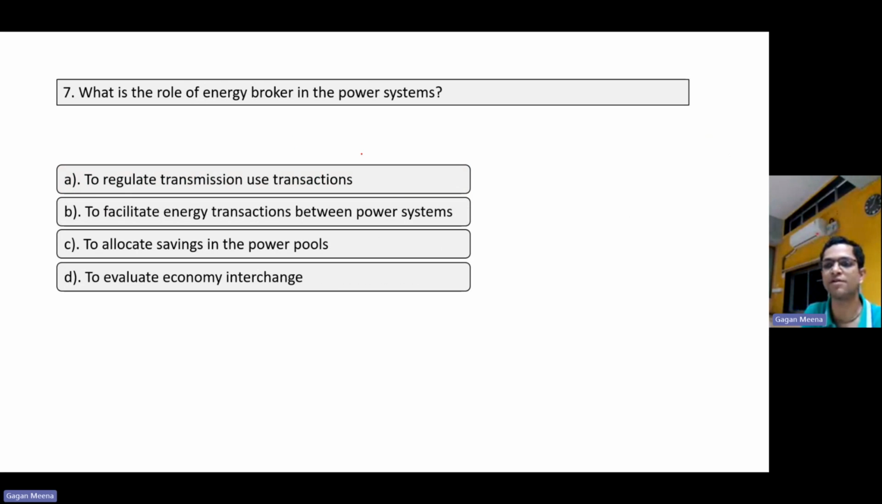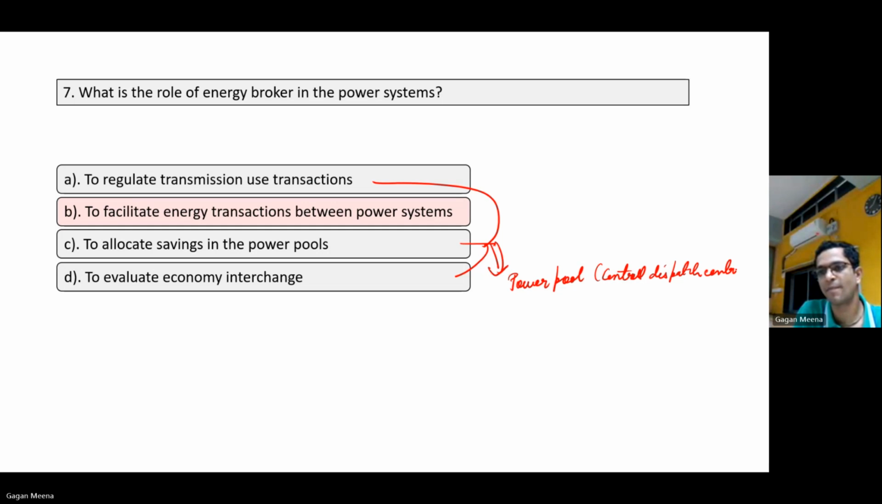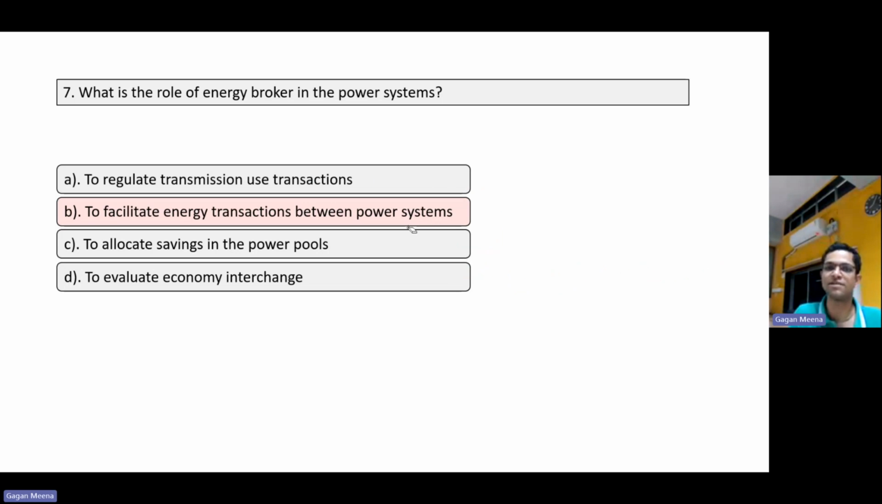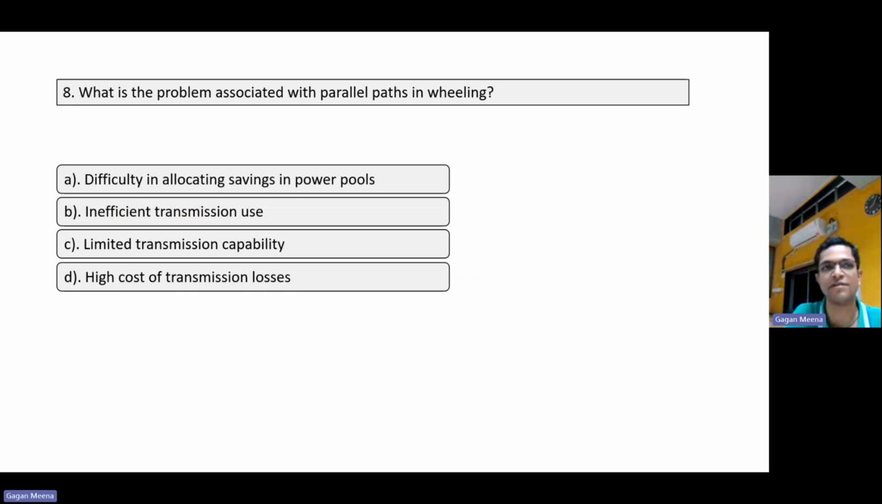What is the role of energy broker in the power system? To regulate transmission use transaction, to facilitate energy transaction between power systems, to allocate savings in the power pool, to evaluate economy interchange. Which one is correct? To facilitate energy transaction. These three things are done by power pool, central dispatch center. The broker is just providing a facility for them to come and do a transaction.